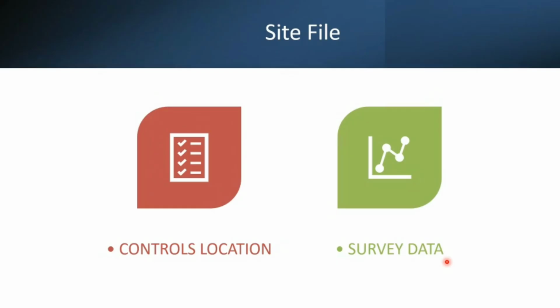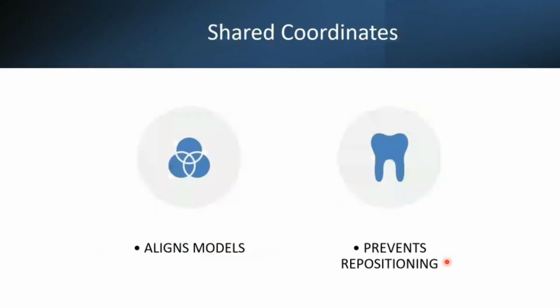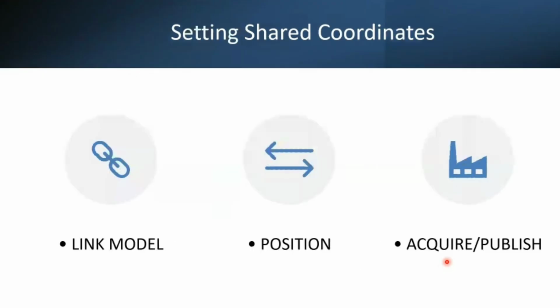it is very important for you to link that site file in your project, position your model on that file accurately, both vertically and horizontally. And then once you align your model with that site model, then you can get the coordinates. You can share the coordinates from site model to structural model, and then pin that, and that way it prevents the repositioning of the structural elements.